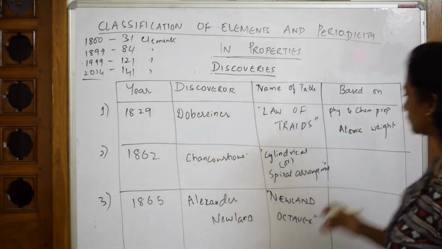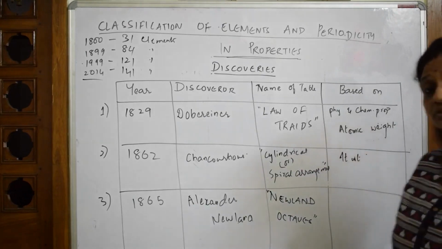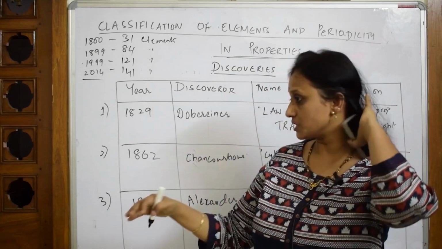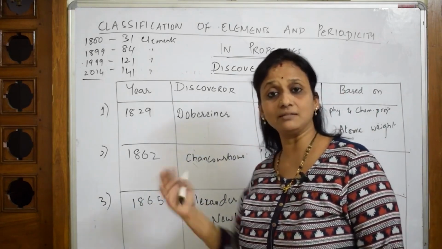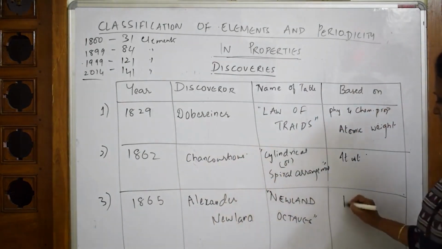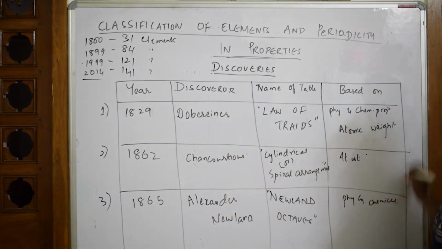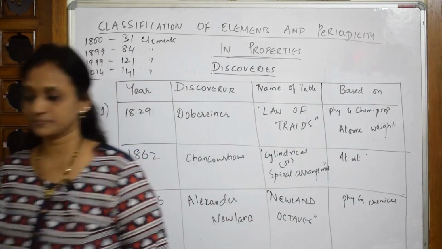Now when I come to the cylindrical arrangement, here also they spoke about atomic weights only. Now when it comes to Newlands octaves, he said the physical or chemical properties of the first element will be similar to the eighth element. So here he started speaking about physical as well as chemical properties. So this is the criterion they picked up. Let's come back and see the next set of discoveries.